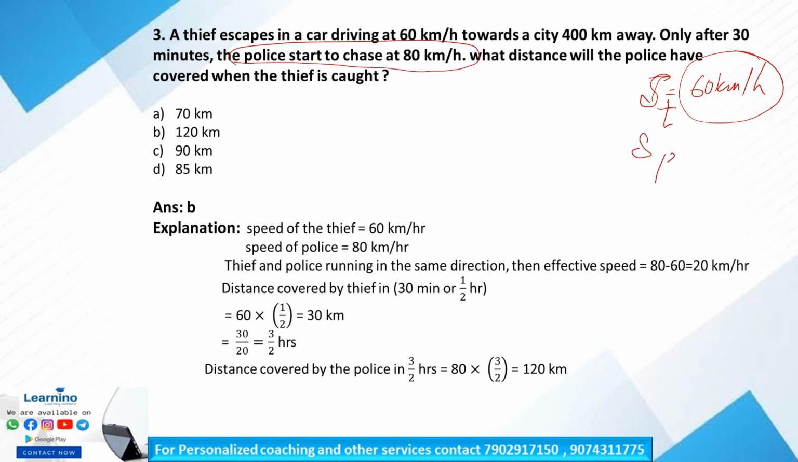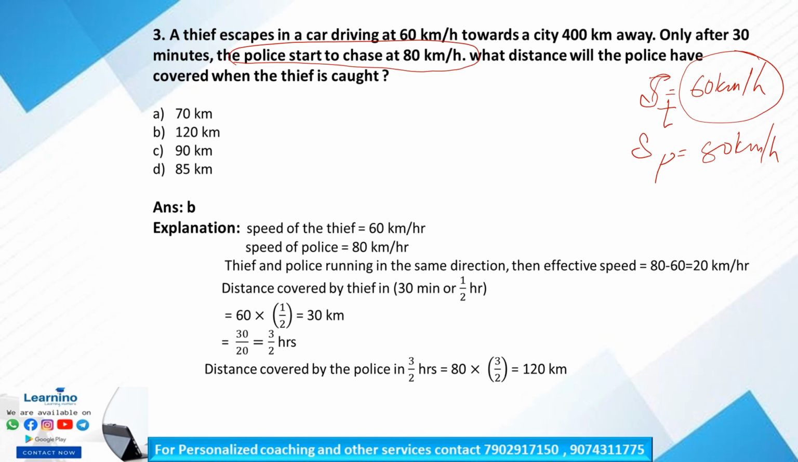So the speed of the police is 80 kilometers per hour, which is higher than that of the thief. Only after 30 minutes, the police start chasing the thief. So what distance will the police have covered when the thief is caught? Our question is the total distance the police have covered when the thief is caught.